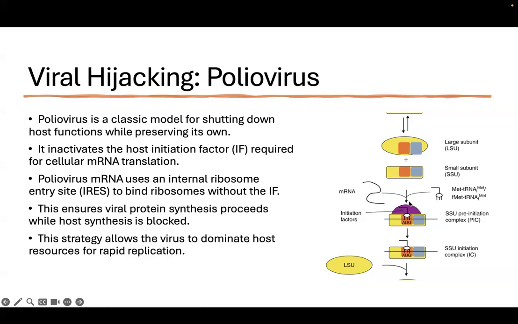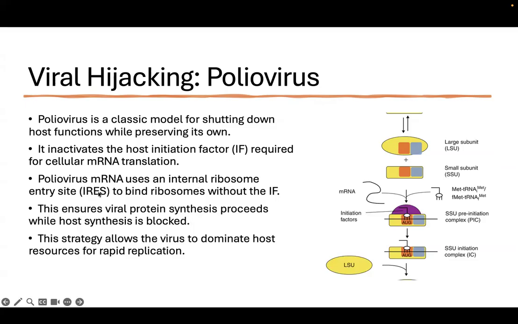So what happens here is that poliovirus comes in and steals it, and doesn't allow it to bind to your mRNA and your ribosome. So it actually stops the host's way of translation. But what poliovirus also does very well is that it has something inside its genome called an IRES. It's called an internal ribosome entry site. And basically it's found in your mRNA.